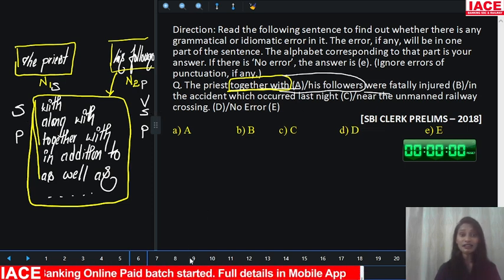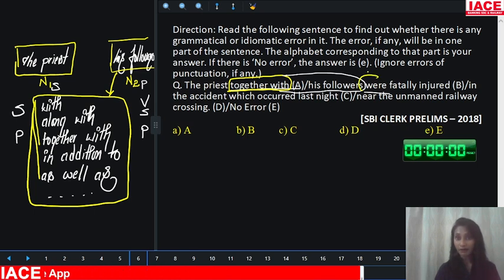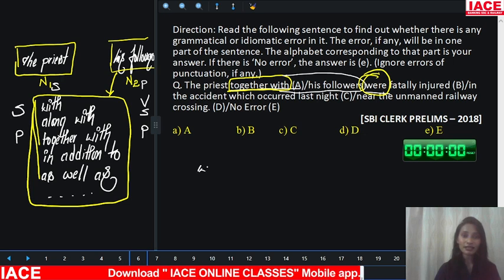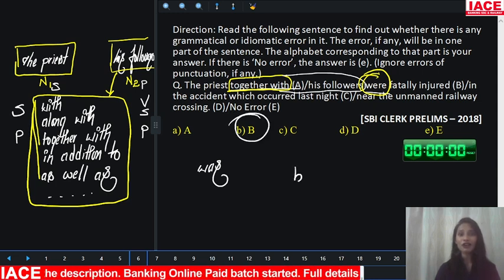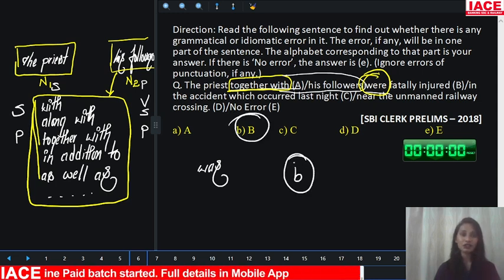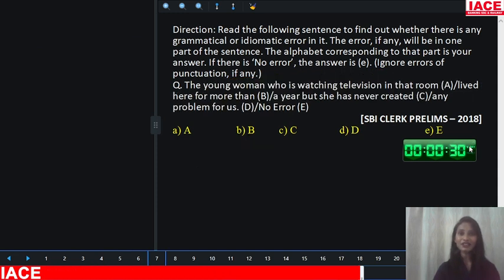But what is given here? The verb given in the sentence is were, which is plural, but we require a singular one, that is was. So replace were with was. So the error is with part B. Hence your answer is option B. So do remember this list. Now let's see the next question. Well, here is the next question. Your time starts now.